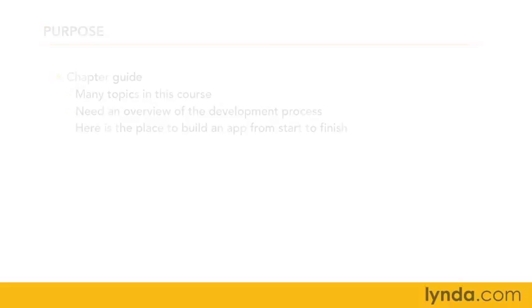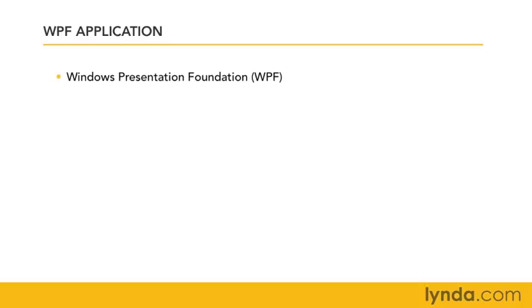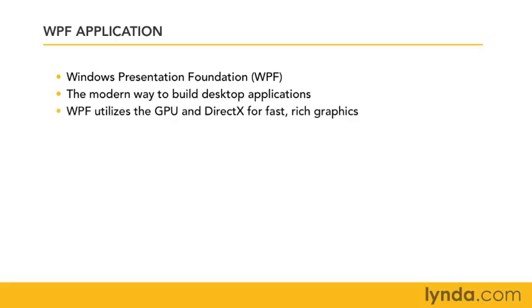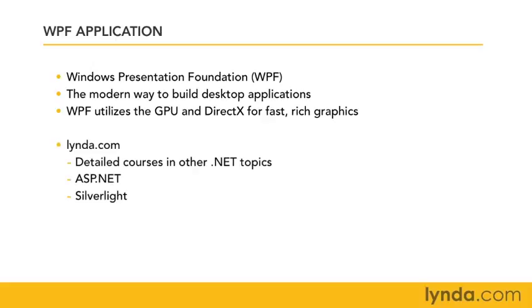The technology I picked for this chapter is Windows Presentation Foundation, often called WPF. I chose WPF for several reasons. First, it's a great way to build Windows applications. By that, I mean applications that run strictly on a desktop. Second, WPF contains all the latest advances in graphics rendering as it runs on top of the DirectX framework. Third, many of the other project types like Silverlight or ASP.NET are covered in depth in other lynda.com titles.